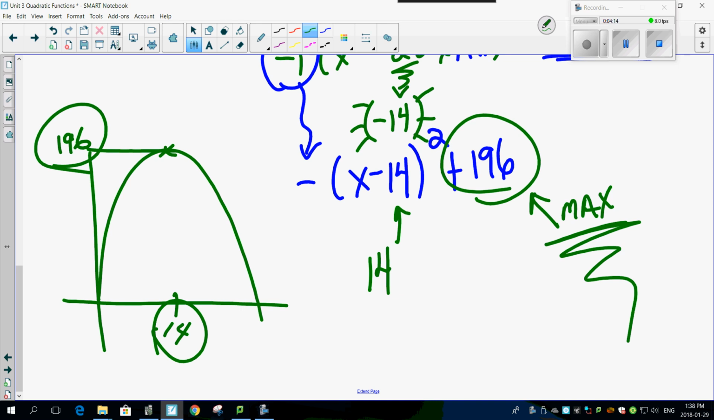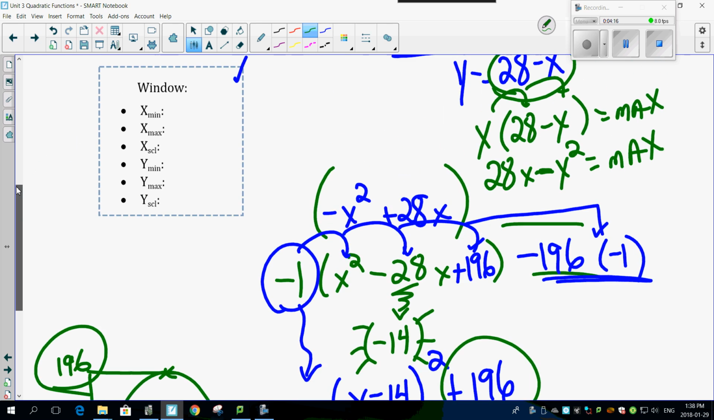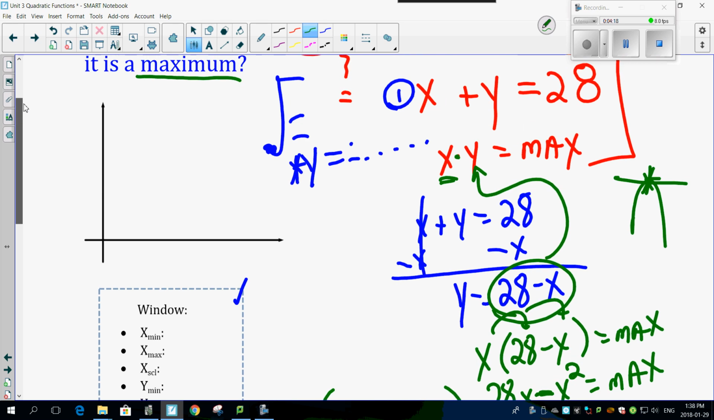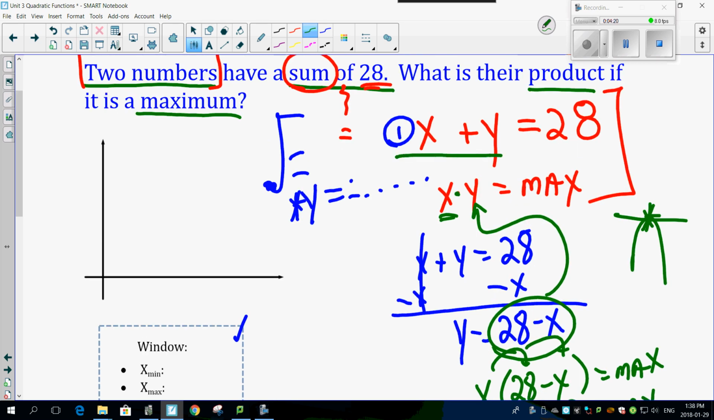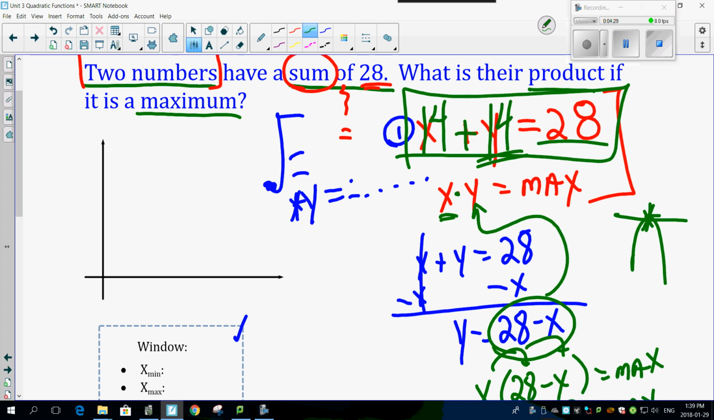Now, the question is, what was your y value? Well, go back to the original: x plus y equals 28. So if x is 14, guess what y is? y is also going to be 14, because when you add them together, they end up giving you 28. So this is a really nice question, of the type where if you've got one number, figure out the other. But it's so simple when you know how to complete the square.